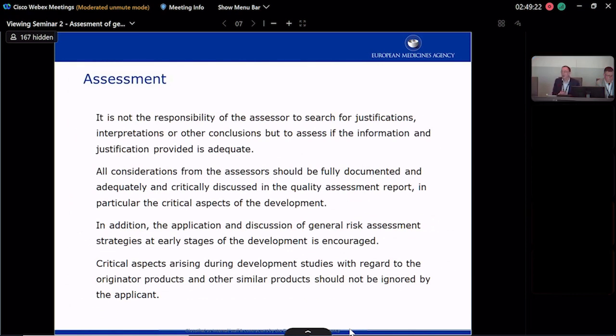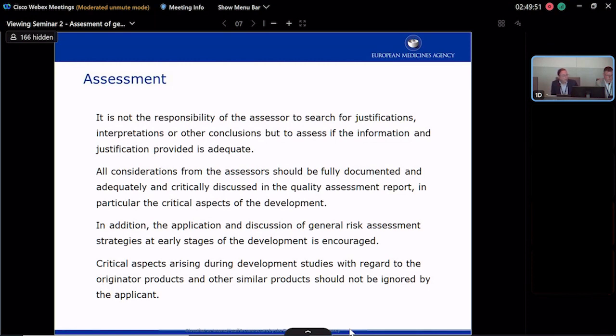It is not the responsibility of the assessor to search for justification, interpretation, or other conclusion, but to assess if the information and justification provided by the applicant is adequate. All consideration from the assessor should be fully documented and adequately and critically discussed in the quality assessment report, in particular in critical aspects of the development.